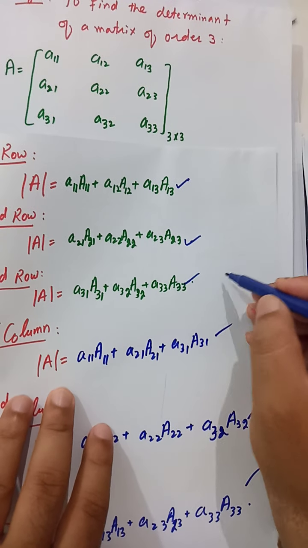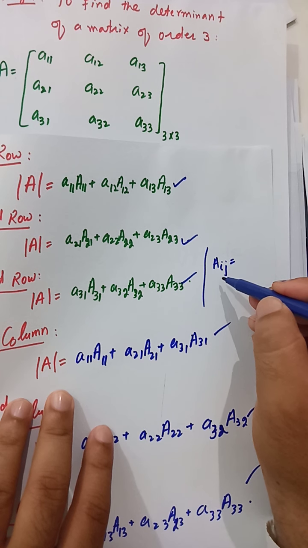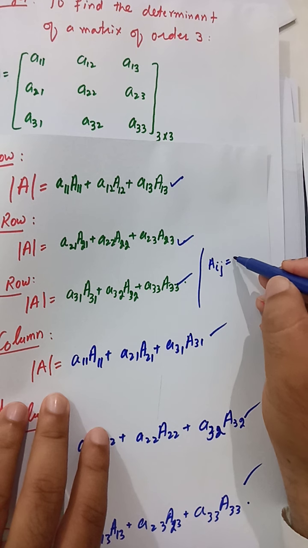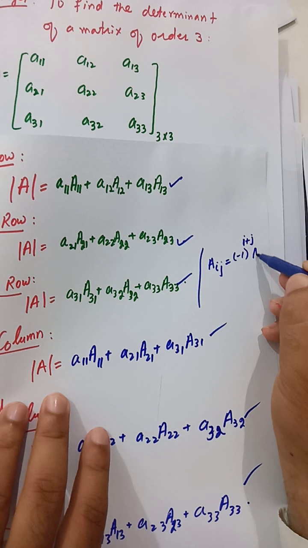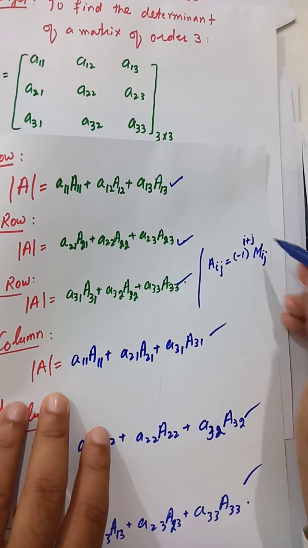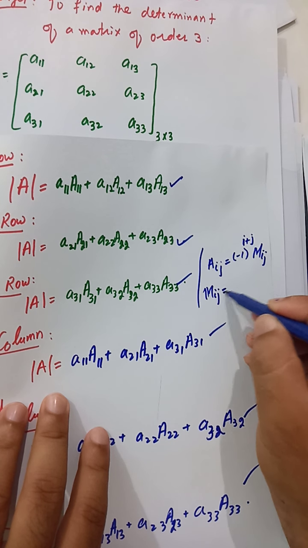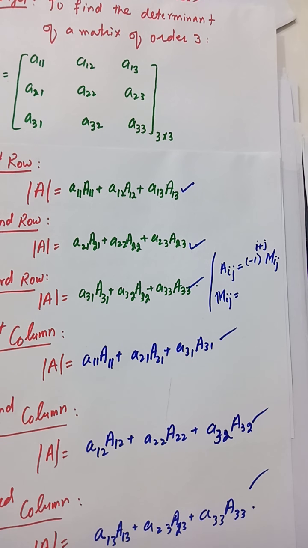I will revise again. Aij is the cofactor of element small aij, which lies in the ith row and jth column of the matrix, which is equal to (-1) power i plus j times Mij, and this Mij is the minor. This Mij is equal to the determinant of the matrix when you cancel out the ith row and jth column and take the determinant of the rest of the matrix. So these are the cofactors.